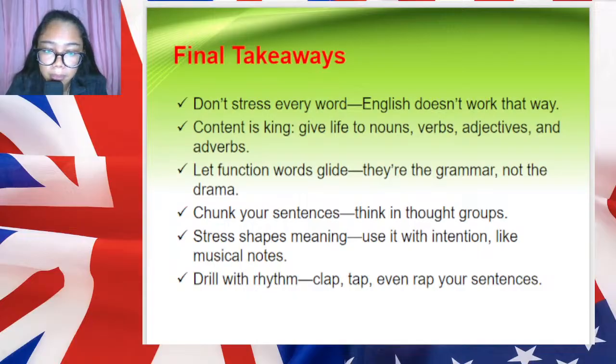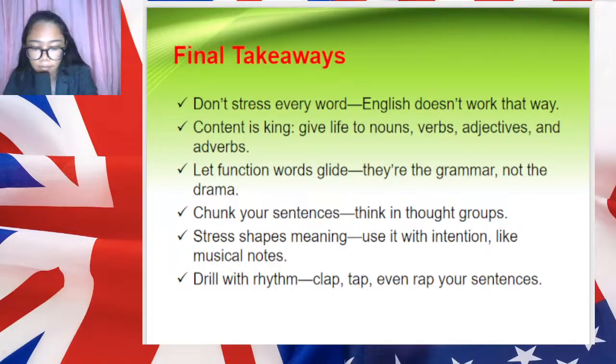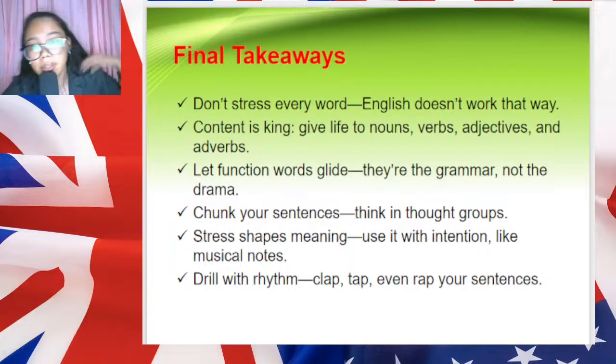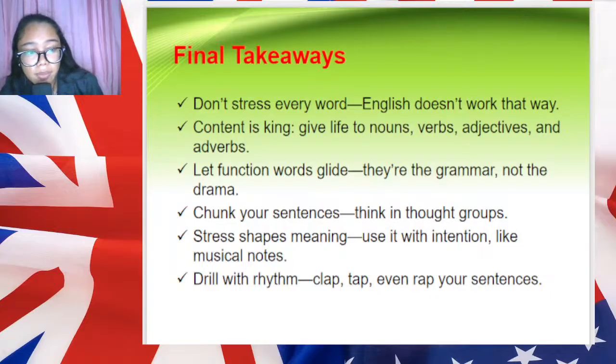So that's the sixth and final takeaway: drill with rhythm. Clap, tap, even rap your sentences. That's a way to really properly deliver your message, the sentence itself, to your listener. So this point is your call to action, basically your invitation to make the abstract concept of sentence stress a tangible as well as a physical experience.